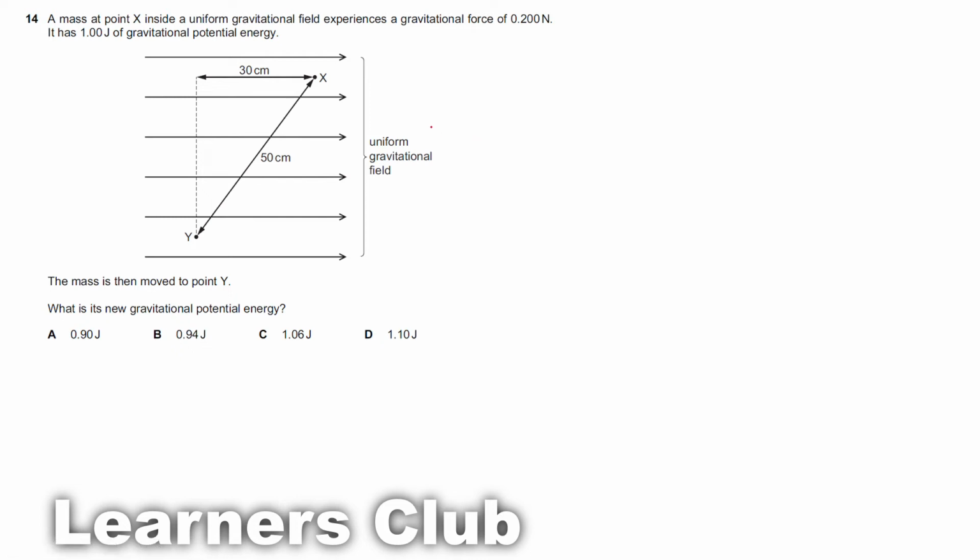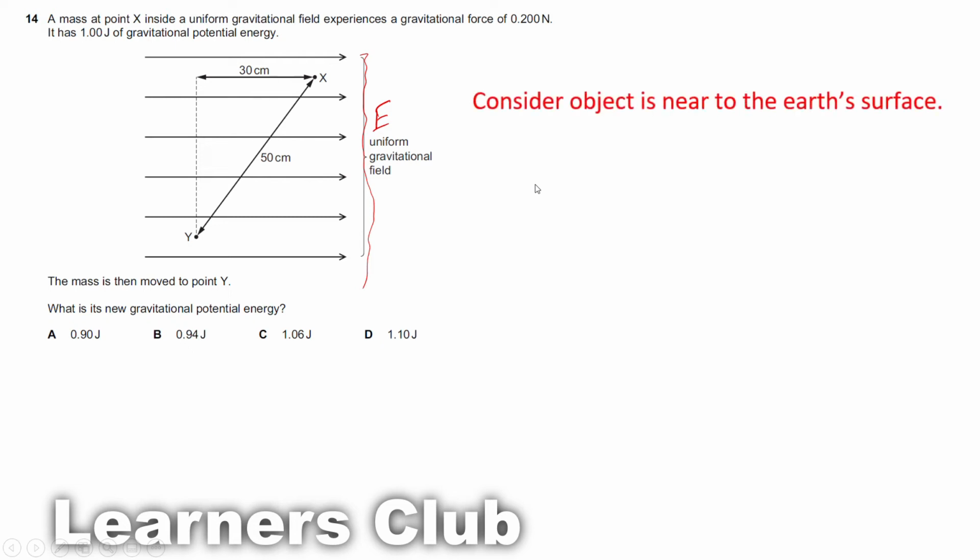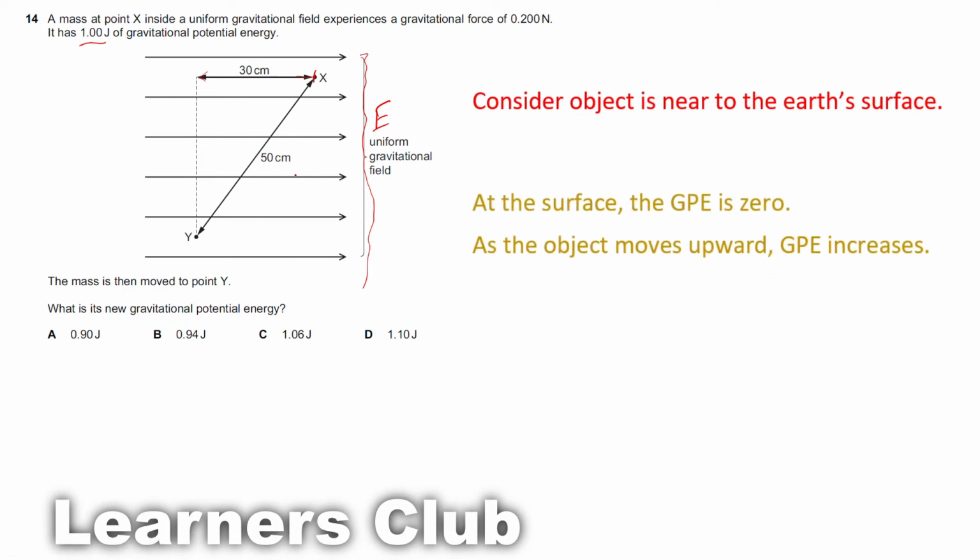In order to make things simple, let's consider this side as the Earth's surface. Now at this point, we have 1.00 joule. Now when it's moved away from the Earth's surface, the gravitational potential energy increases. At the surface of the Earth, at this point, the gravitational potential is 0. When it is moved upward, your gravitational potential energy increases.